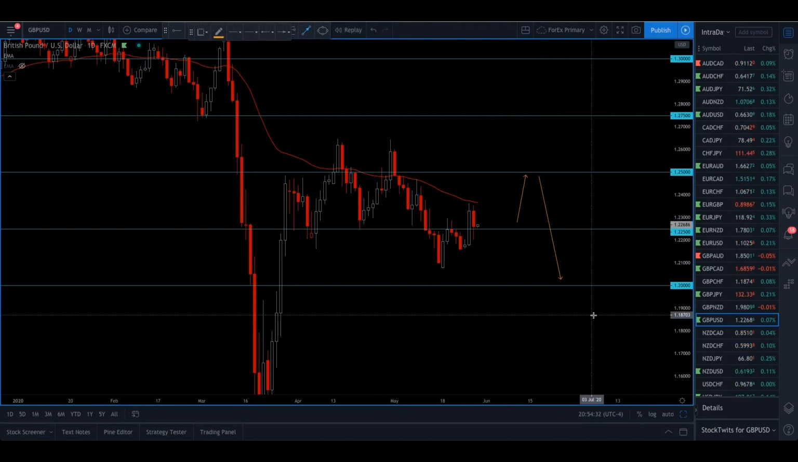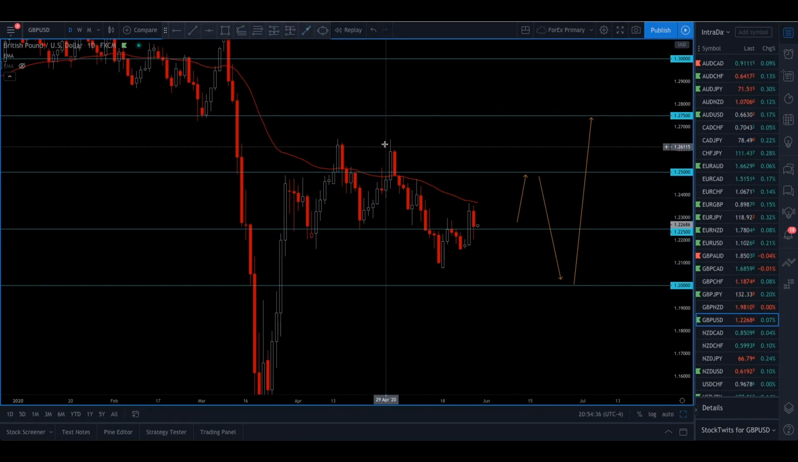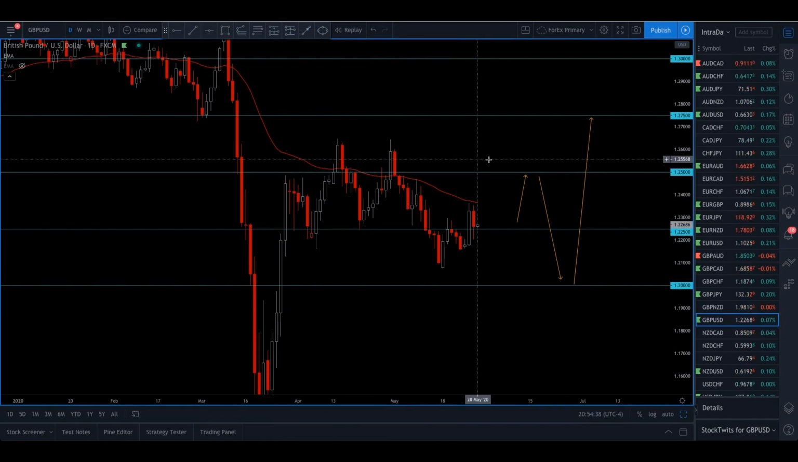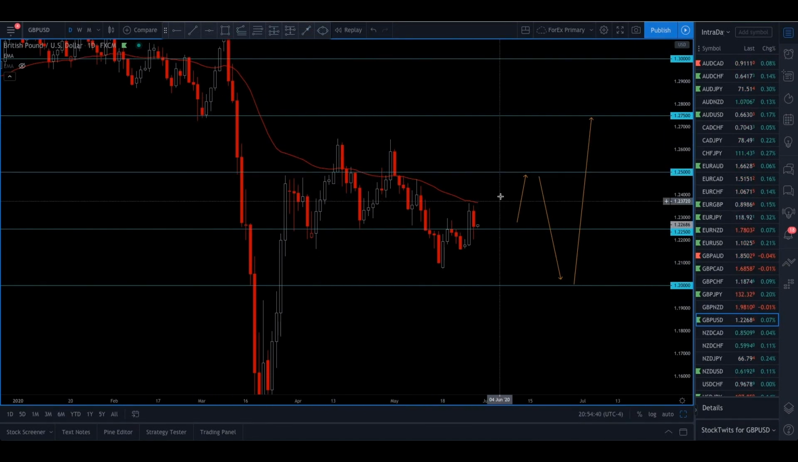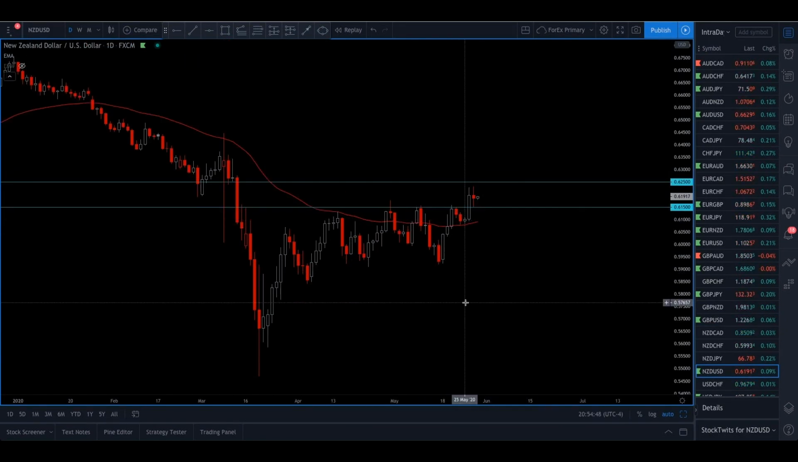And then long term, I think we can potentially retest these highs and maybe even those highs later on, but that's long term. Immediately, I'm looking for price to potentially come up to these levels, that daily 50 MA. But again, there's no trade there available that I'm interested in taking.